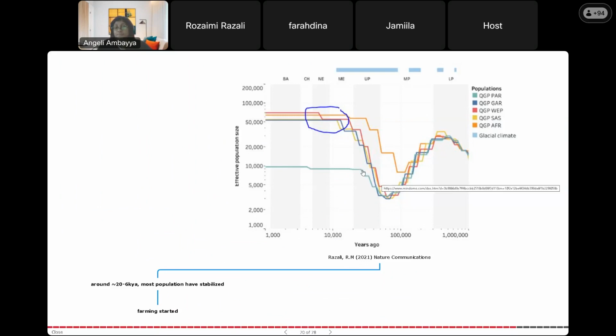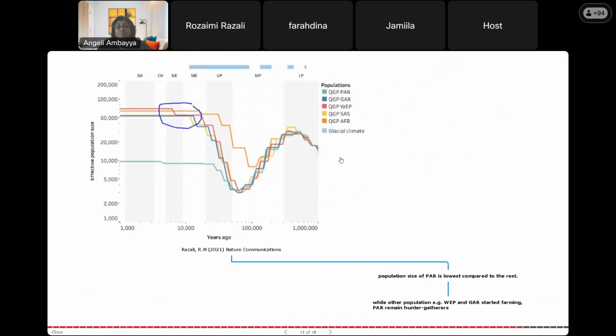Around 20,000 to 6,000 years ago, the population stabilized sometime around the mid Mesolithic period. During this time, two things are happening. The population stabilized, but can you see the PA? They also basically never increase in terms of their population. So the population of PA is lowest compared to the rest of the QGP ancestry.